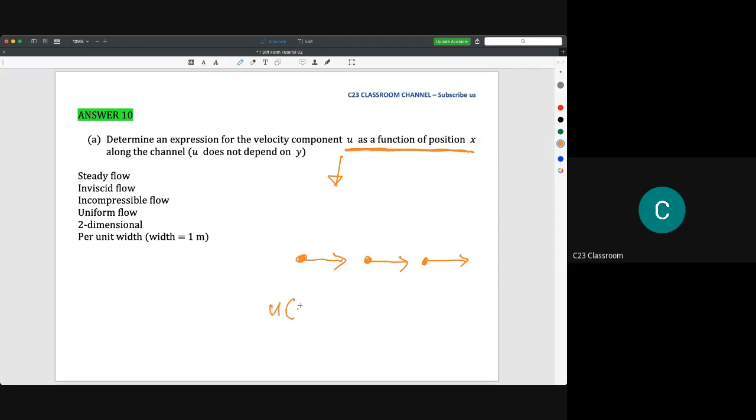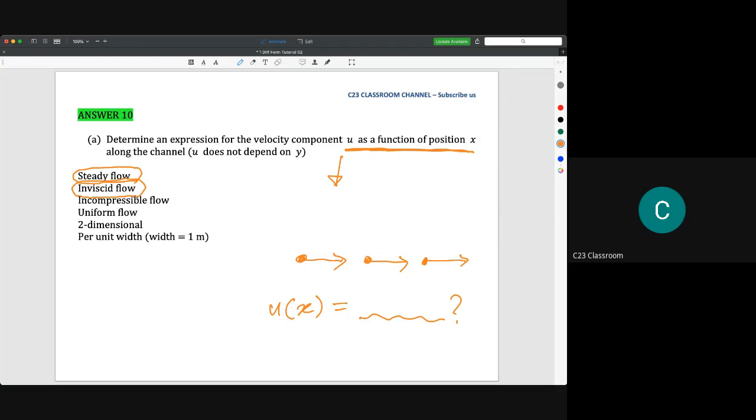So we need to write an equation. What is u as a function of x? This is the question. In this question the assumption is not given, but normally you may come up with your own assumptions. The common assumption is for sure a steady flow, because steady flow means all the parameters remain constant at any time. And then it is inviscid flow.